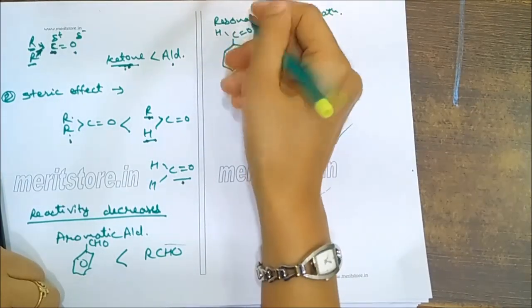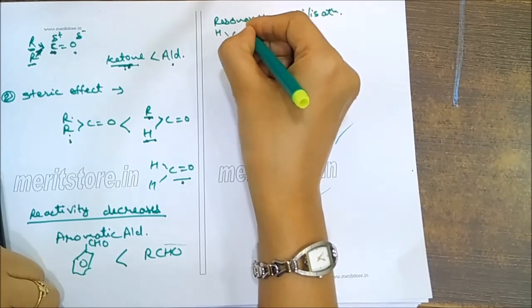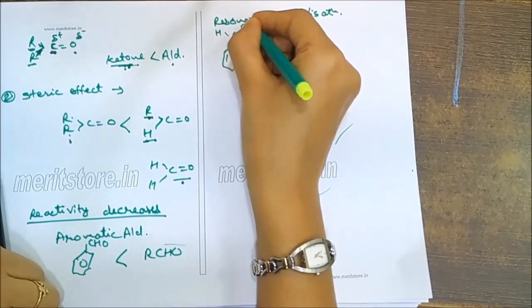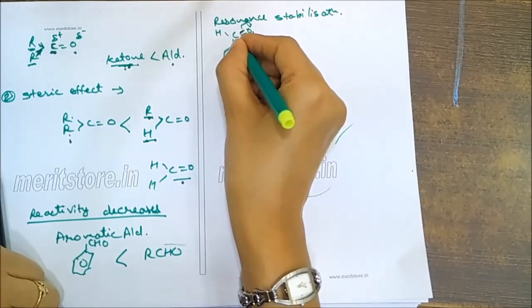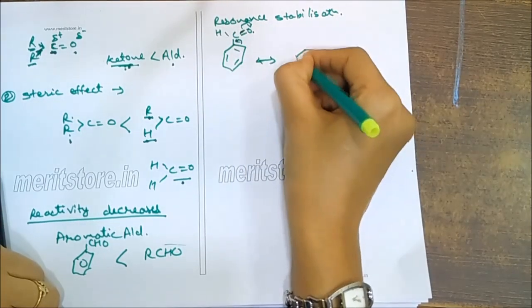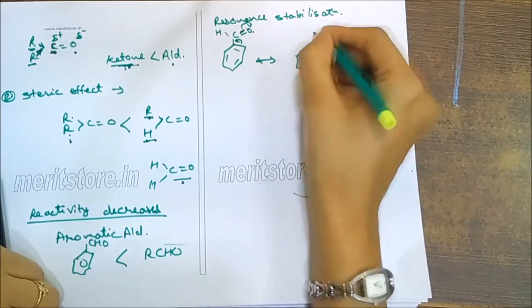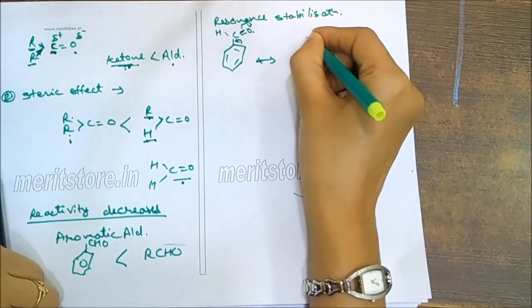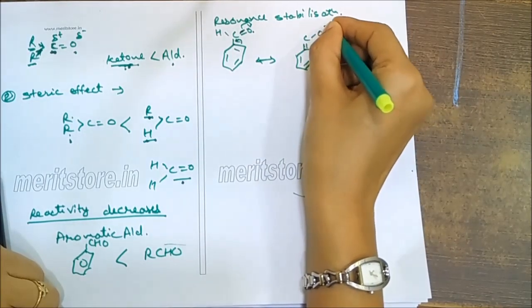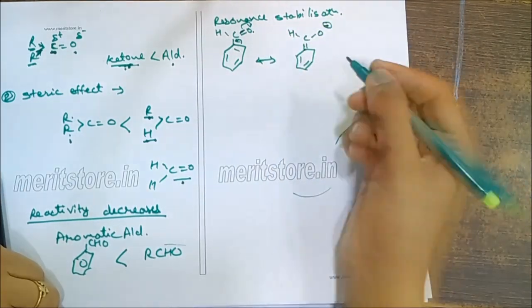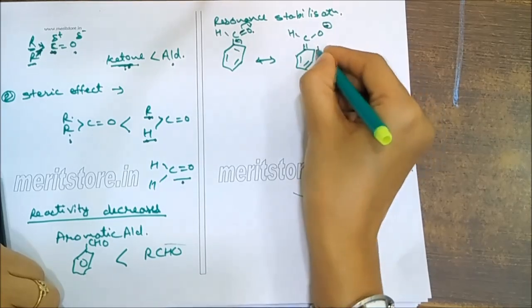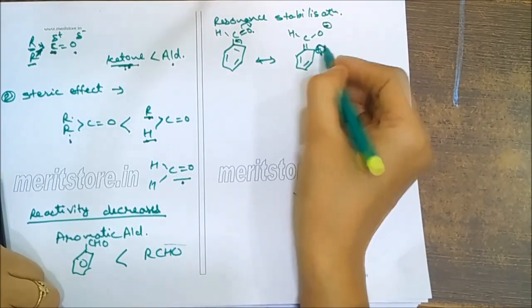What will happen in resonance? This bonded electron will shift onto this oxygen, and this will shift here. It will become like this. It will become a double bond, this will be a single bond, and this is the negative charge. One structure is this, and the positive charge will come here.